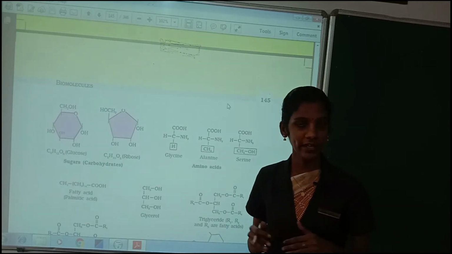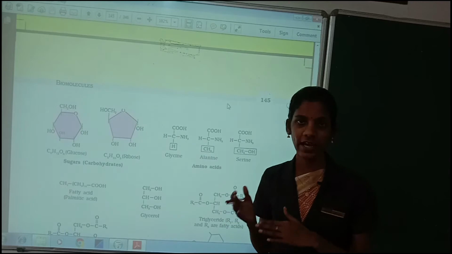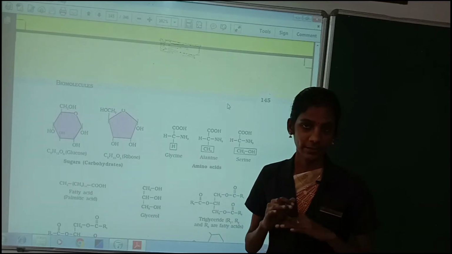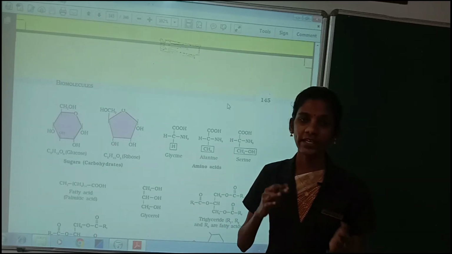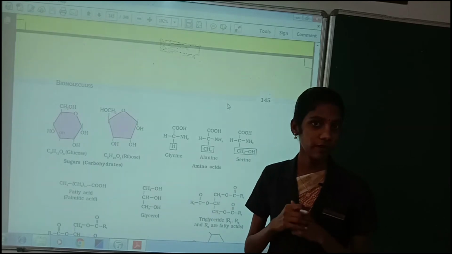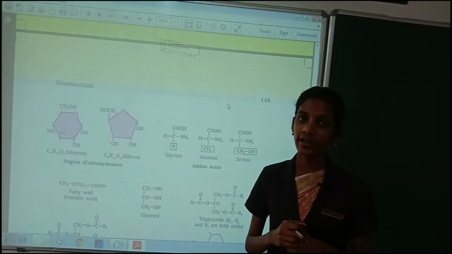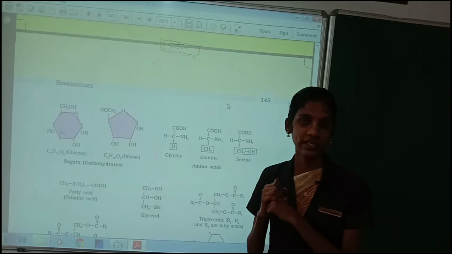Okay, another kind of amino acid is neutral amino acid. Neutral amino acid contains equal quantity of amino group as well as carboxylic group. That means it may contain equal quantity of acidic as well as basic group in it. Example, valine. Valine is an amino acid which contains equal quantity of amino group as well as carboxylic group in it.